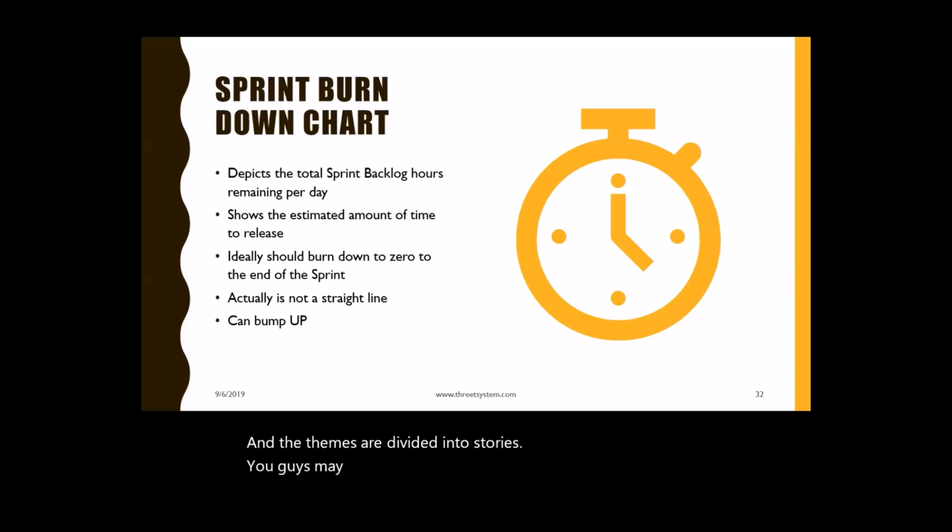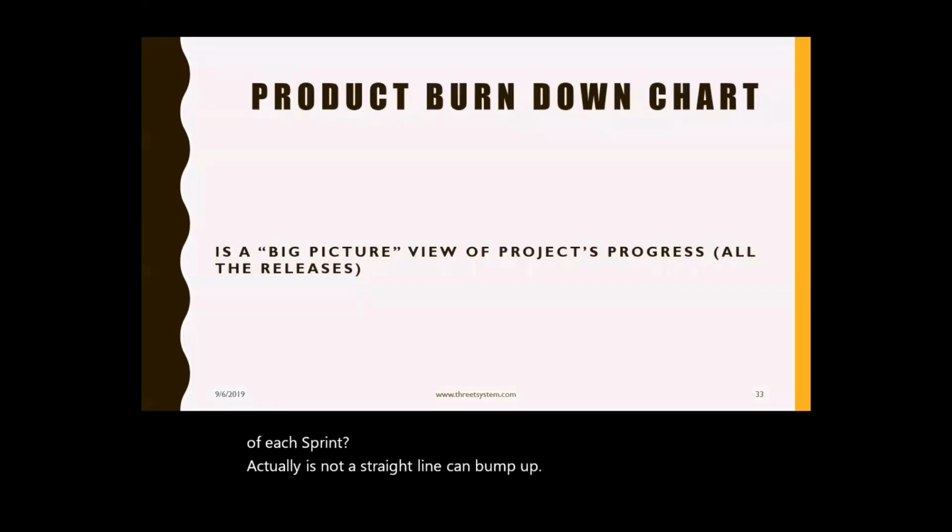You may have heard of a sprint burn down chart. So this is what it does. It shows you the total sprint backlog hours remaining per day. It shows the estimated amount of work before release. Ideally, it should burn down to 0 at the end of each sprint. Actually, it is not a straight line, it can bump up. And your product burn down chart, this is your overall, is a big picture view of your project's progress.